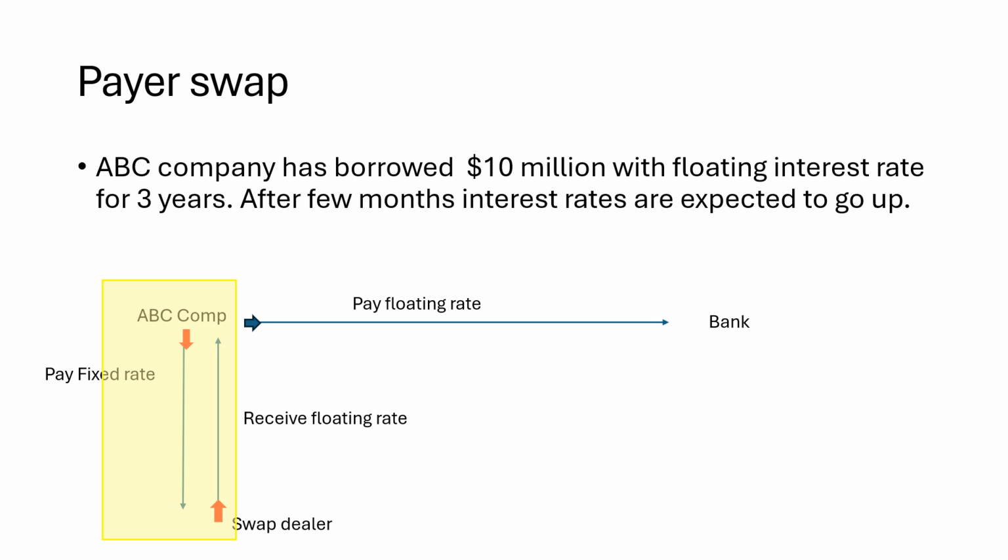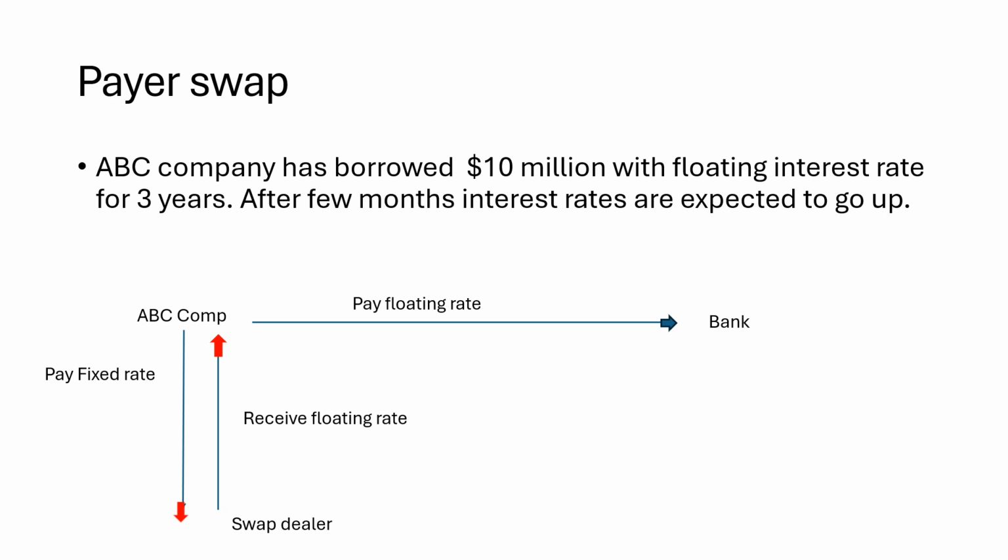So what is ABC company going to do? ABC company will go to the swap dealer and say, hey, I want to pay the fixed rate. I want to have a swap deal with you. So ABC company will arrange a swap, which we will call a payer swap. ABC company will pay the fixed rate. The swap dealer in effect will pay the floating rate to the company, and that floating rate will go to the bank. And this arrangement is called a payer swap.